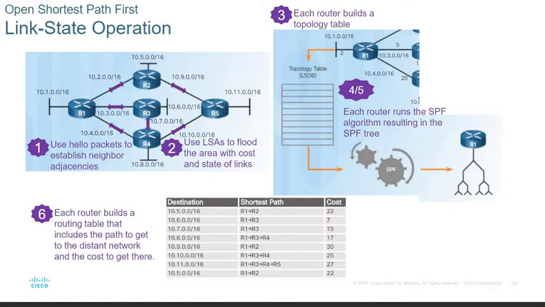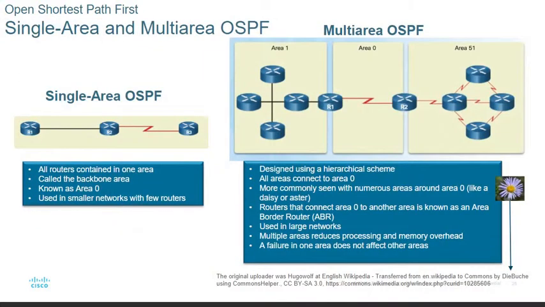OSPF Link State Operation. One, use Hello packets to establish neighbor adjacencies. Two, use LSAs to flood the area with the cost and state of links. Three, each router builds a topology table. Four and five, each router runs the SPF algorithm, resulting in the SPF trees. Six, each router builds a routing table that includes the path to get to the distant network and the cost to get there.